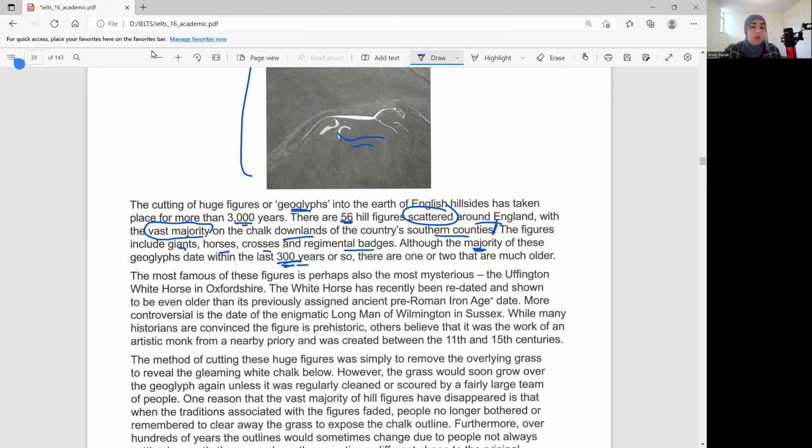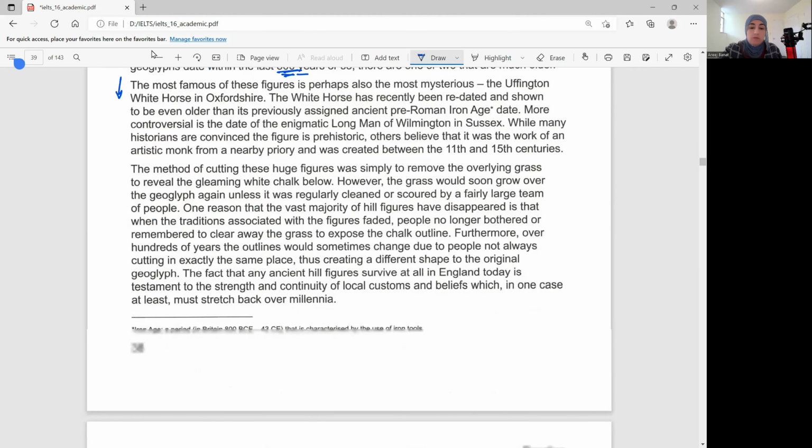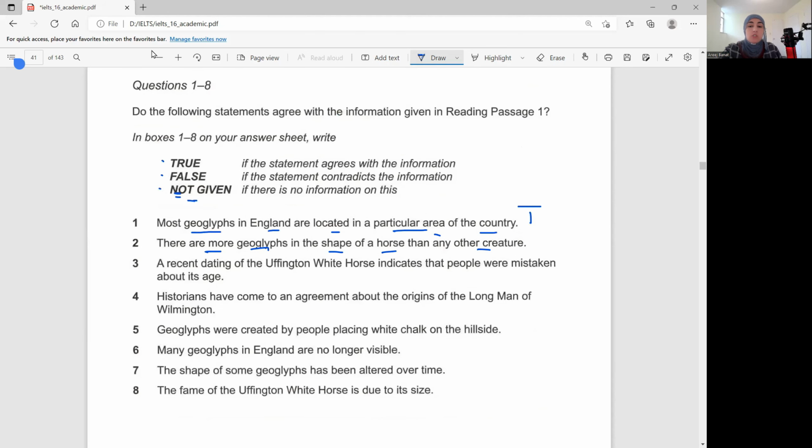All right. I just read a little bit down. Maybe it is mentioned here. No, not really. Here they are talking about different types of horses and where they are located. So basically they talk about different shapes, giants, horses, crosses, badges, etc. Now, did they mention that most of them are horses? They haven't even talked about it. So the safest choice here, they didn't mention that piece of information. So I would actually choose here, not given.